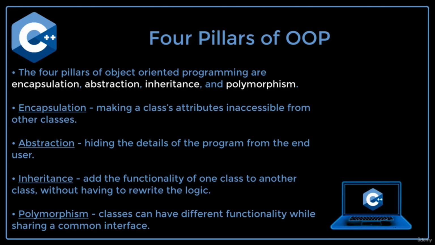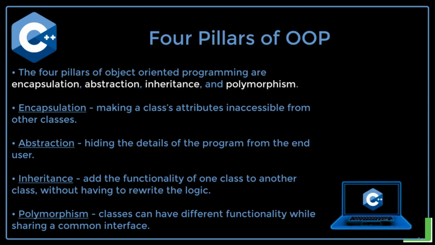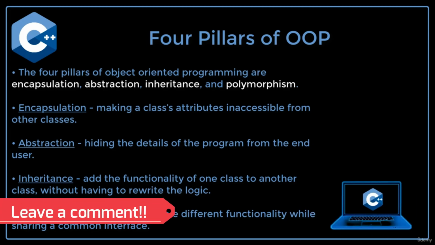Polymorphism means that classes can have different functionality while sharing a common interface. In other words, objects can take on multiple forms. A shape can be a rectangle, triangle, circle, etc. All of these things are shapes, but they are all different forms of a shape.